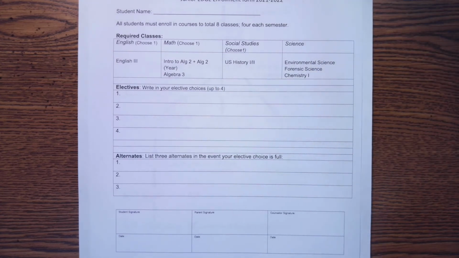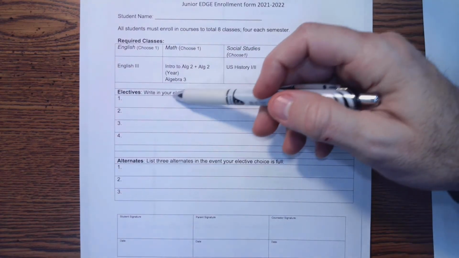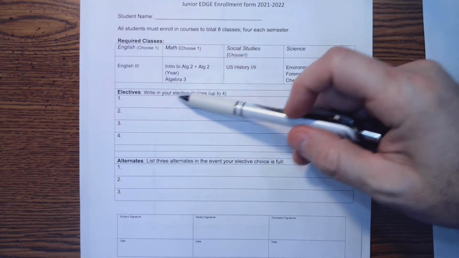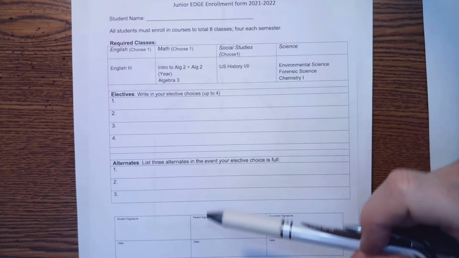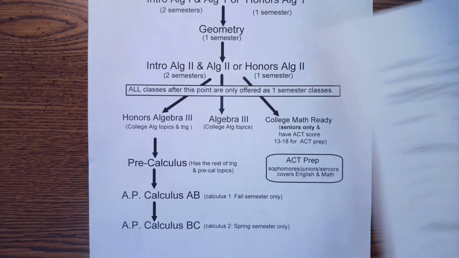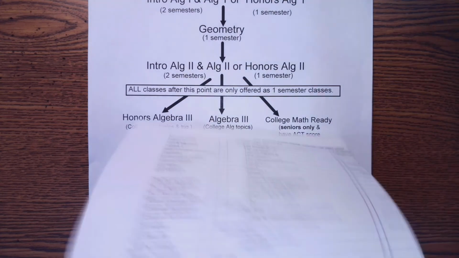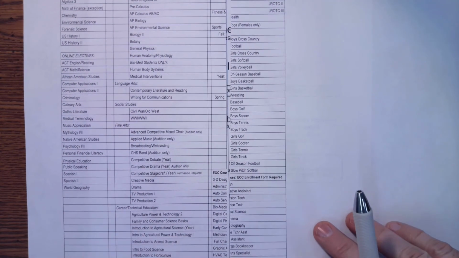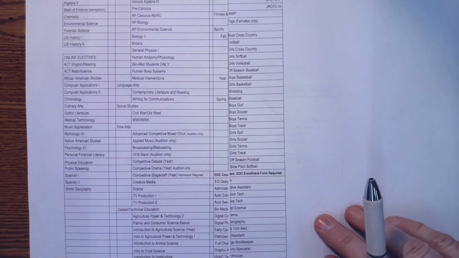And again, for electives at the online section, obviously you're going to fill out the same way. 4 electives here, 3 alternates. Do your signatures. Okay, so here are your choices. I guess I should just put that on top of that. For Edge, okay.